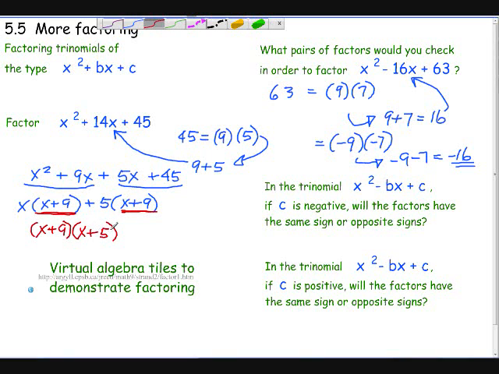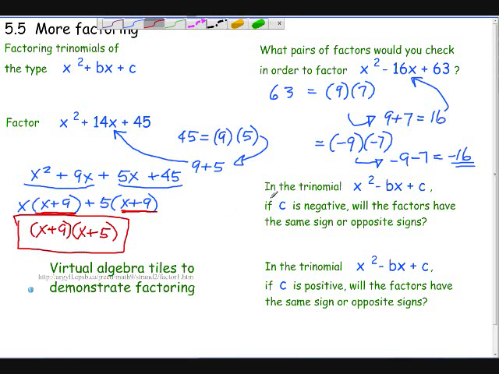Now, did that seem a long way around to do it? Actually, I kind of hope it did, because this method was not actually needed here where we had a leading coefficient of 1, but we are going to use this method for more complicated ones. I want to show you that it works for the simpler one as well.